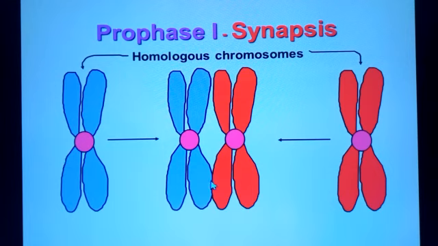Now, you see in this second diagram here, we have two sets of homologous chromosomes. This one is different from the red one. Now, the two come into close contact, and this is what we call a synapsis. Now, since they are two different pairs, we call them bivalents.